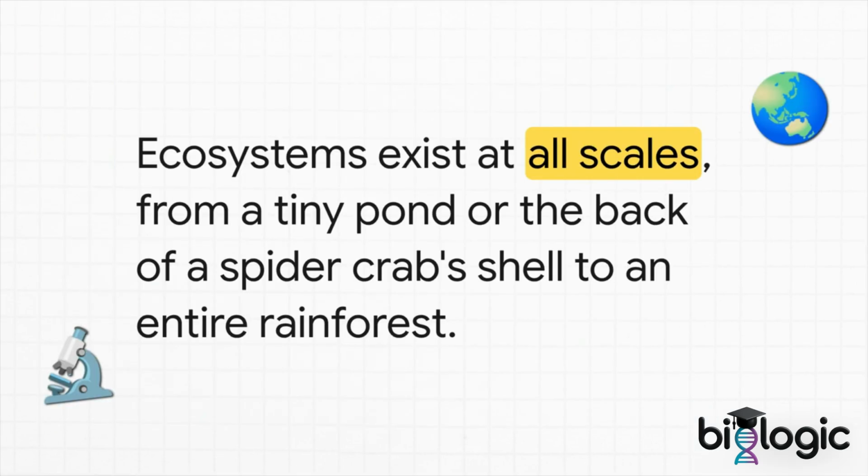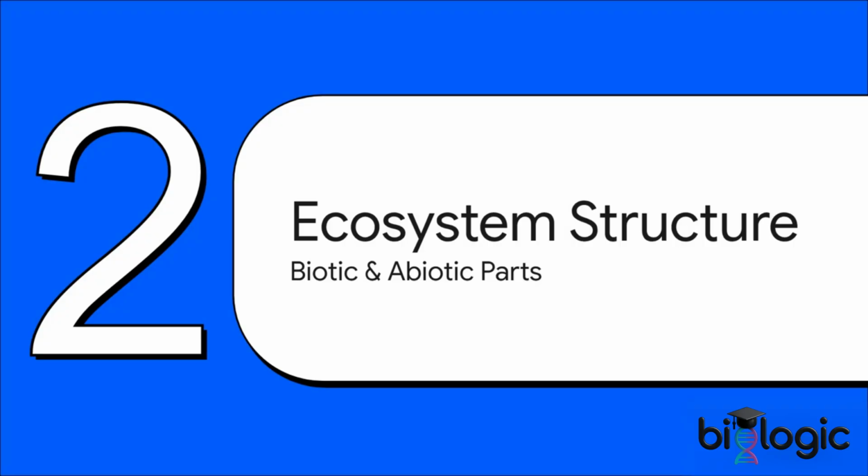And get this, ecosystems come in all shapes and sizes. I mean, literally, you could be looking at a tiny puddle, or you could zoom all the way out to a massive rainforest. Heck, you could even say the entire planet Earth is one giant single ecosystem. So now that we know what they are, let's look at how they're built.